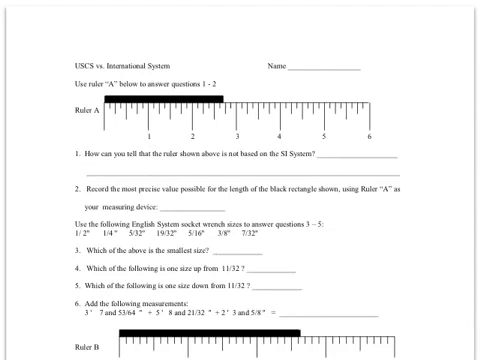Alright, so let's try this one here. How can you tell if a ruler is not based on the SI system? Well, the SI system is always based on divisions of 10. And if I look at these here, if I look between, say, the 1 and the 2, what I'll find is there are 8, not 10 divisions. Look, we have 1, 2, 3, 4, 5, 6, 7, 8 divisions. For that reason, it's not going to be metric.